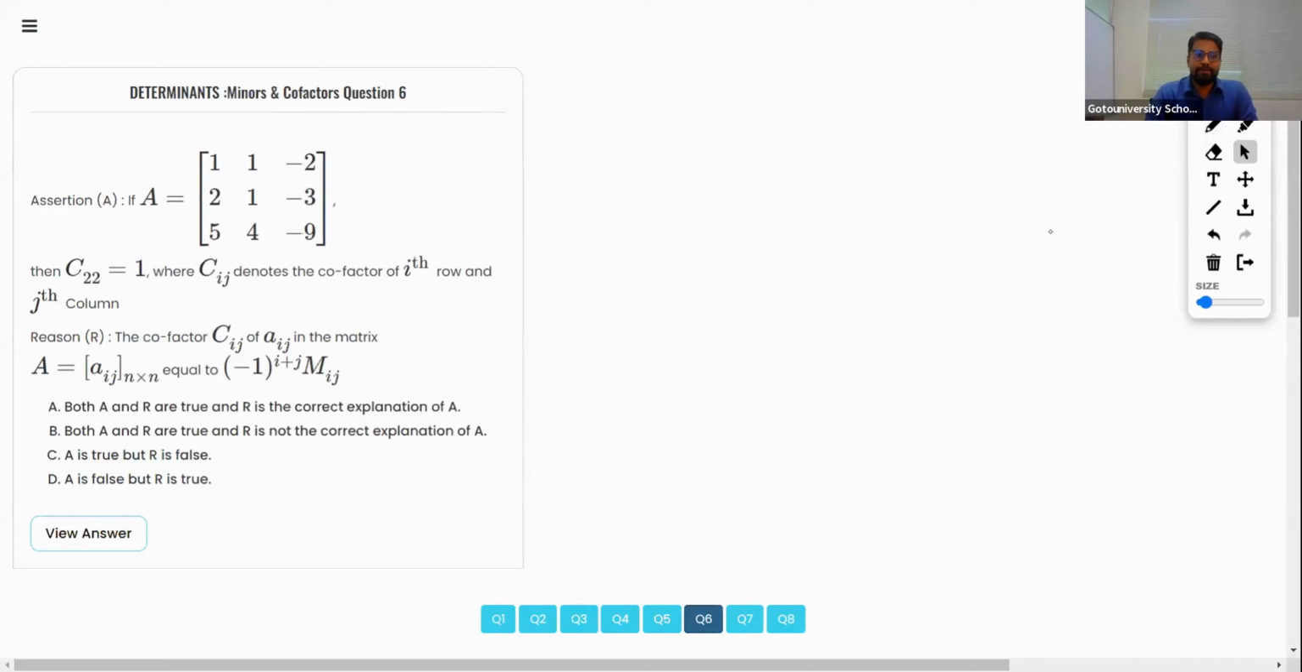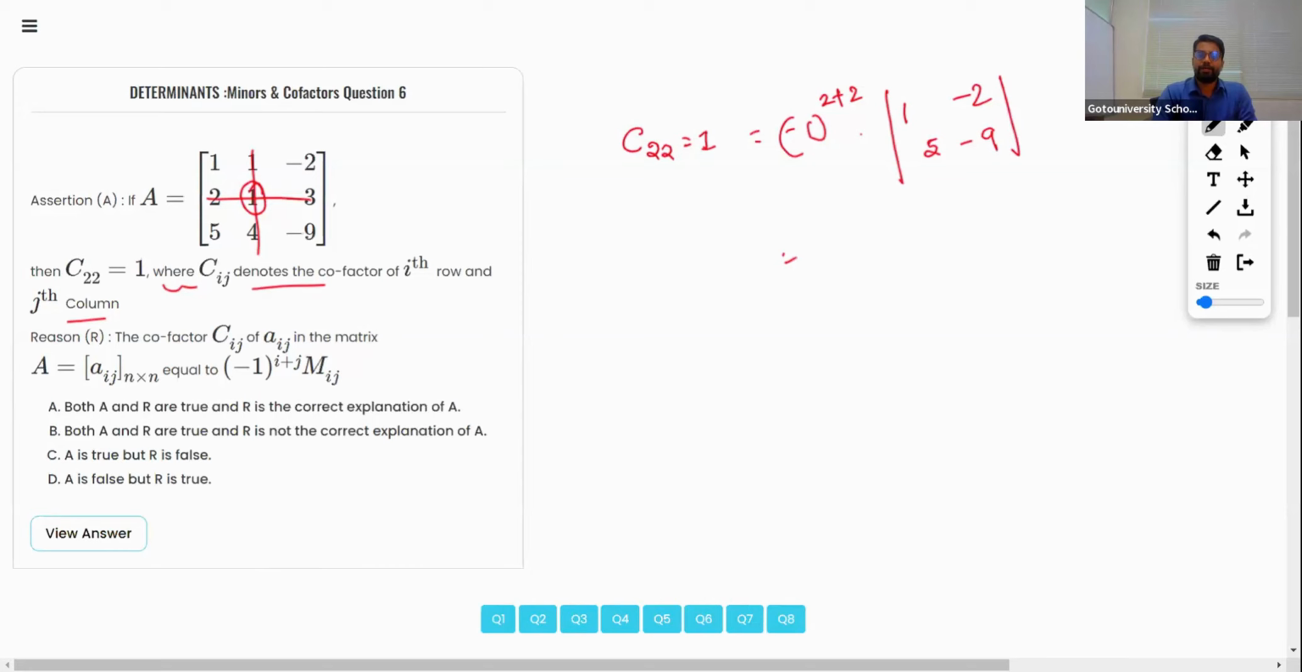There is a 3 by 3 matrix given, and they're telling that the cofactor of the second row and second column element is 1, where Cij denotes the cofactor of the ith row and jth column. So this part is correct, we know that. We have to verify whether it is right or not. Second row and second column, the middle one. If we eliminate the second row and second column, the cofactor should be equal to minus 1 power 2 plus 2 into the determinant of 1 minus 2, 5 minus 9. So what we get is plus 1 into minus 9 plus 10. Yes, it is equal to 1. So the assertion is correct.